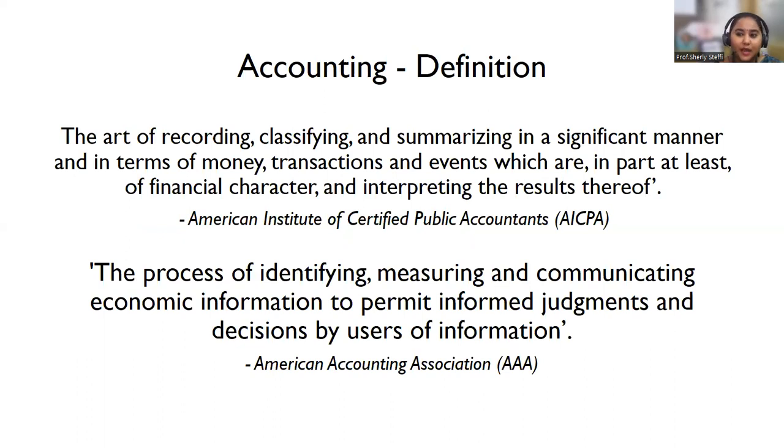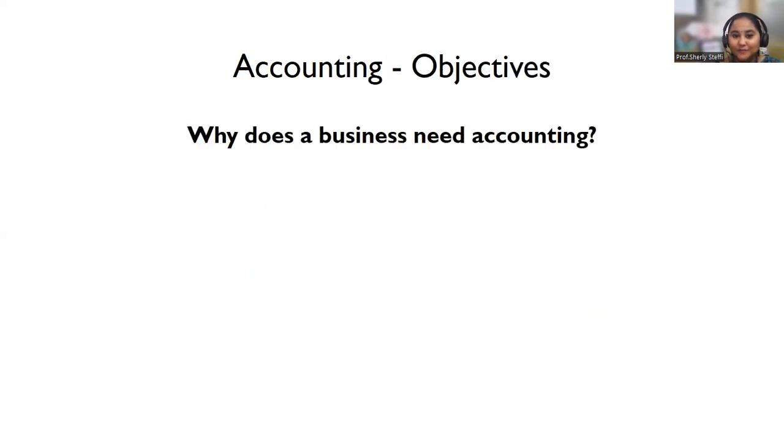In front of your screen, I have just put up the definitions of accounting. The process of identifying, measuring, and communicating what? Economic information to permit informed judgments and decisions by users of information. This definition was given by the AAA. What is AAA? American Accounting Association.